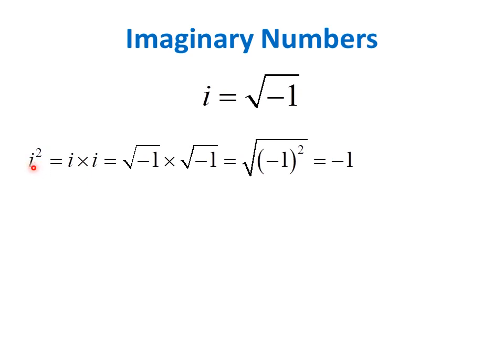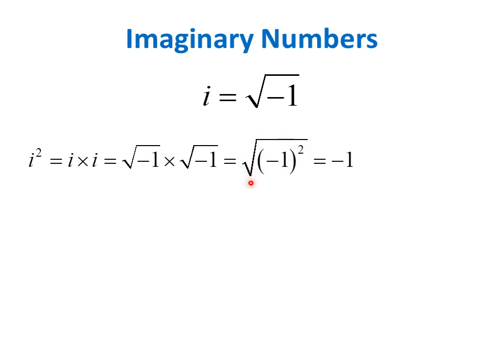First we have i squared. Based on one of the laws of exponents, i squared can be rewritten as i times i. So we have the square root of -1, that is i, times another square root of -1. From these two, we get the square root of -1 raised to the exponent 2.